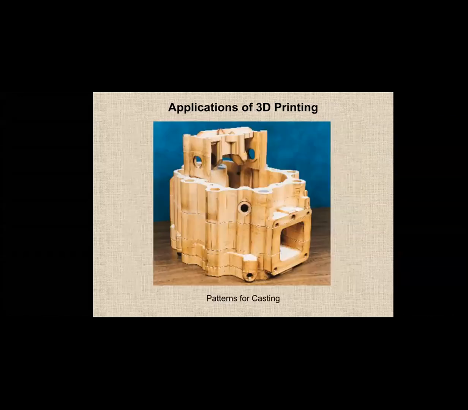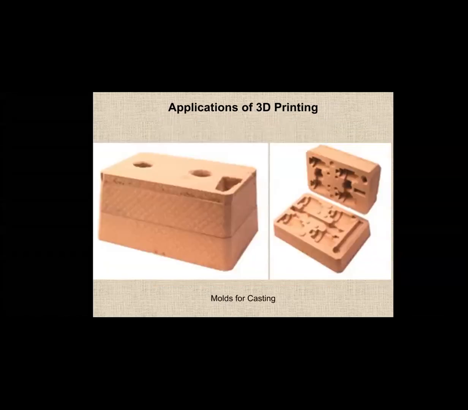So, different patterns for casting are produced by the 3D printing process. Next, molds. Previously we used wooden molds or metallic molds. Now with these products, molds are prepared by 3D printing itself.